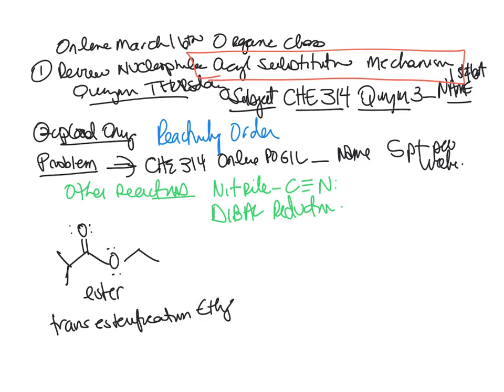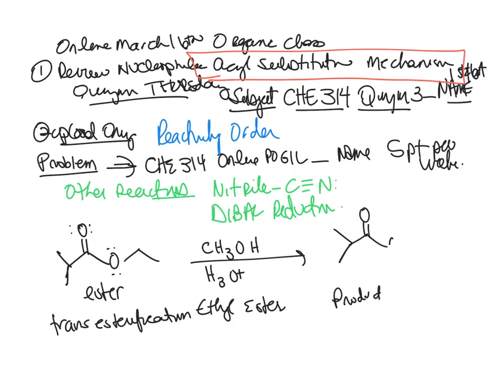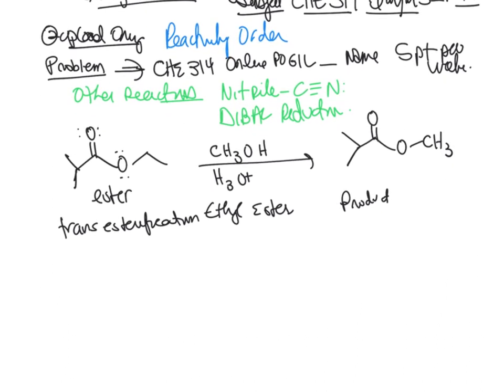So we're going to go from an ethyl ester, and if you put this in methanol, CH3OH, with an acid, H3O+, we're going to do a transesterification, and our product will be the methyl ester. The reason it can do this is because you have a lot more methanol than you do ethanol. All right, so let's do that mechanism.